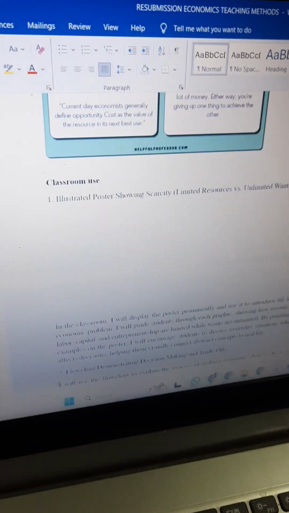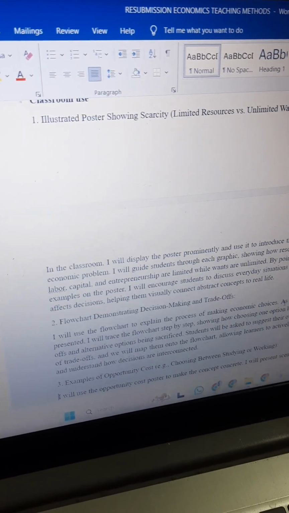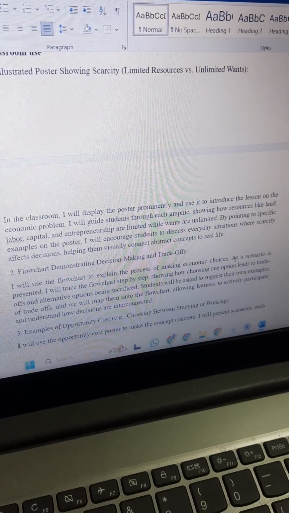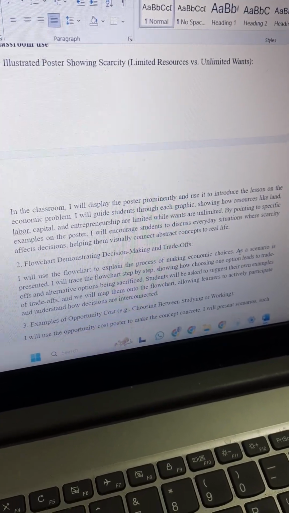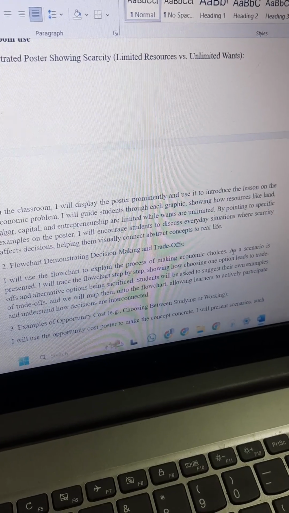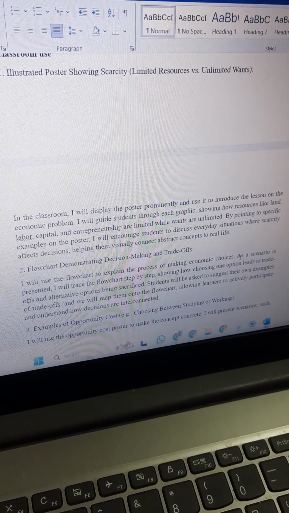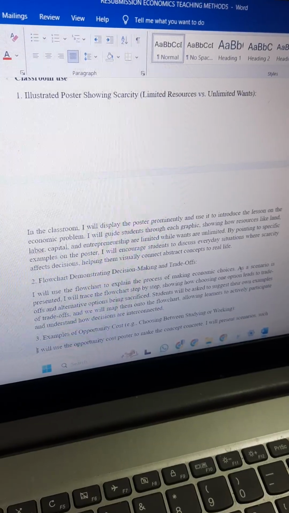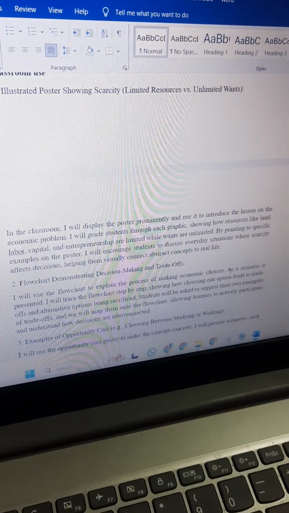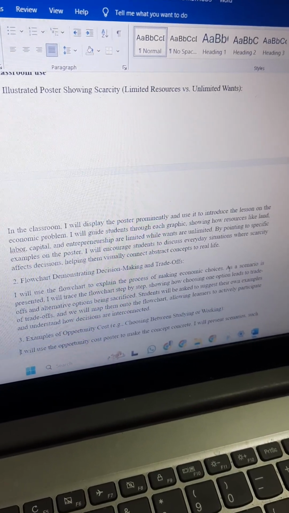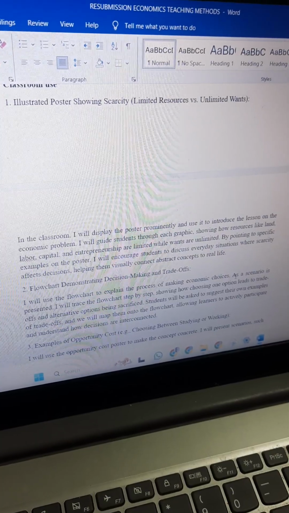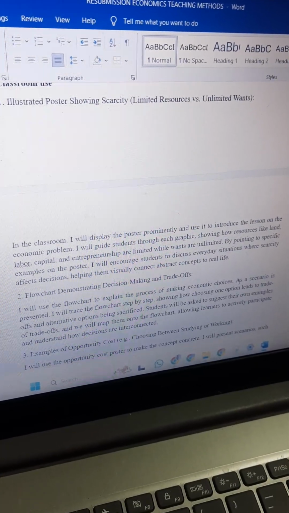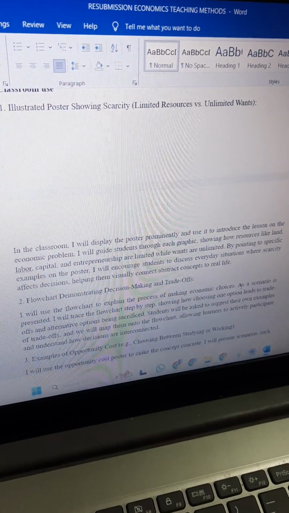Here we are going to indicate that in a classroom, these posters will be able to guide the students in knowing what is really happening on the ground, in order to encourage the students in discussing everyday situations where scarcity affects decisions, helping them visually connect abstract concepts to real life.